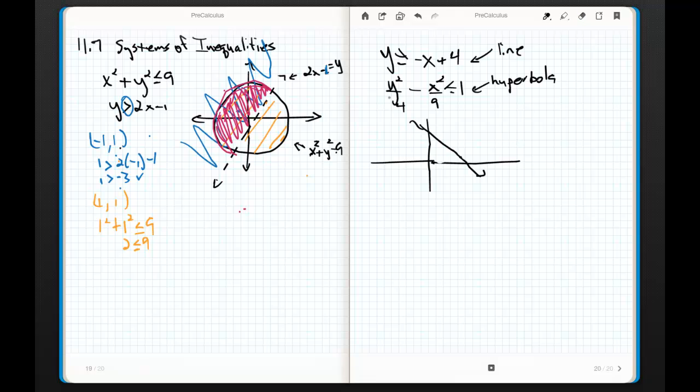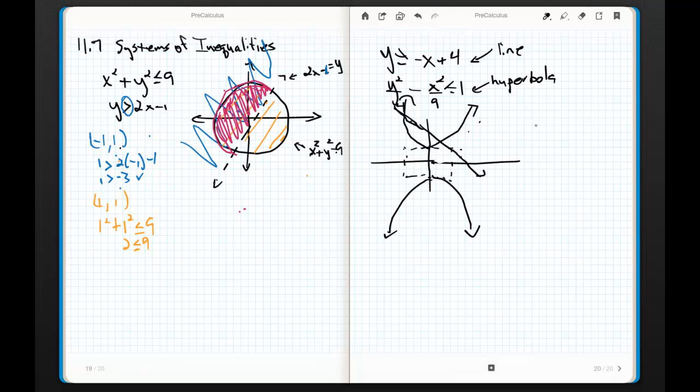It's y squared on top. I remember this. So I build a box, right? Up 2, down 2, left 3, right 3, and then I build this box right here. And does it open up or down? It opens up, so I end up with this branch right here and this branch right here. That's my hyperbola.